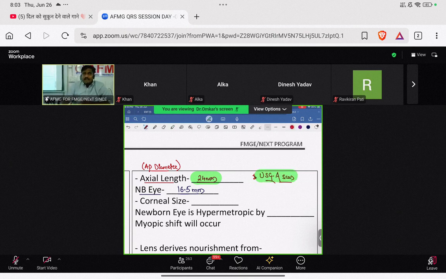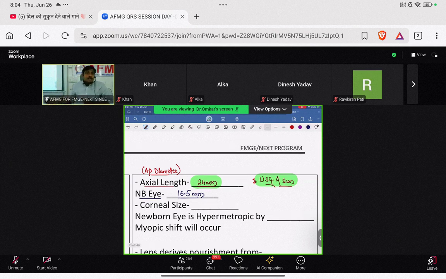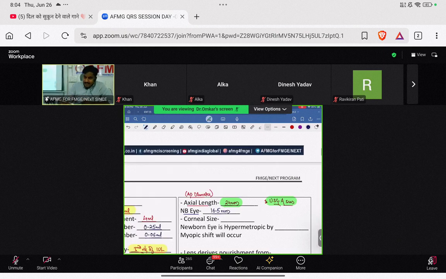Remember ultrasound B scan is used for posterior segment pathologies. So whenever there is any problem in the posterior segment of eye, you can go for an ultrasound B scan. Clear? Important is, the newborn eye is smaller or larger than the adult eye? It is smaller than the adult eye.